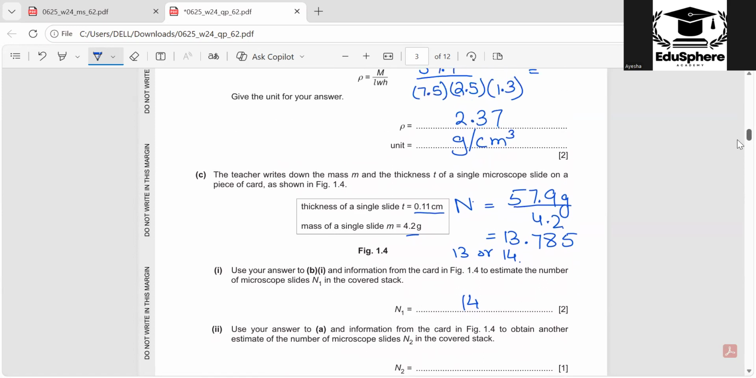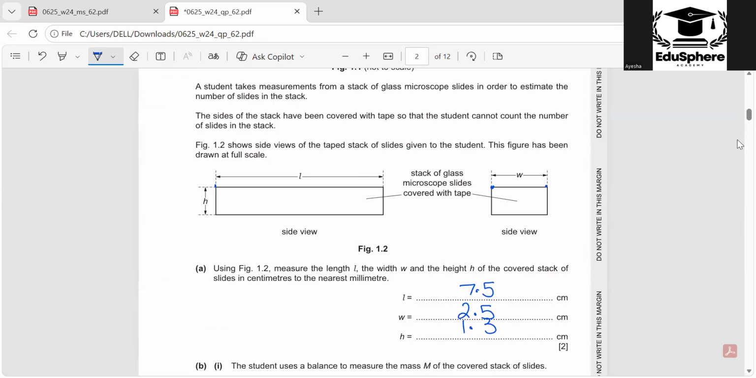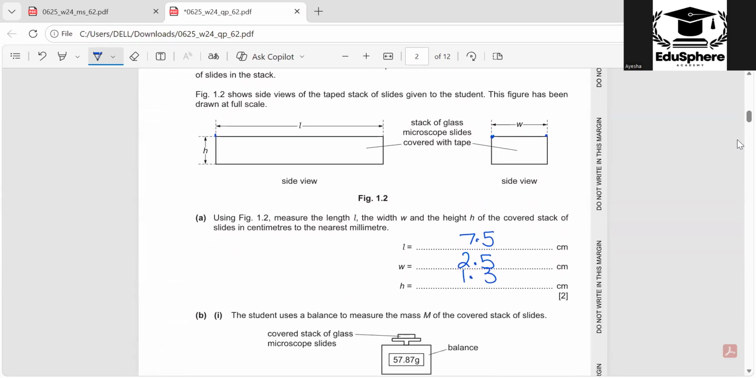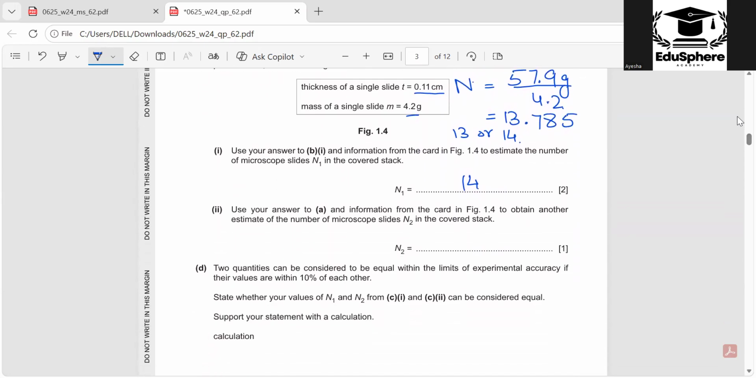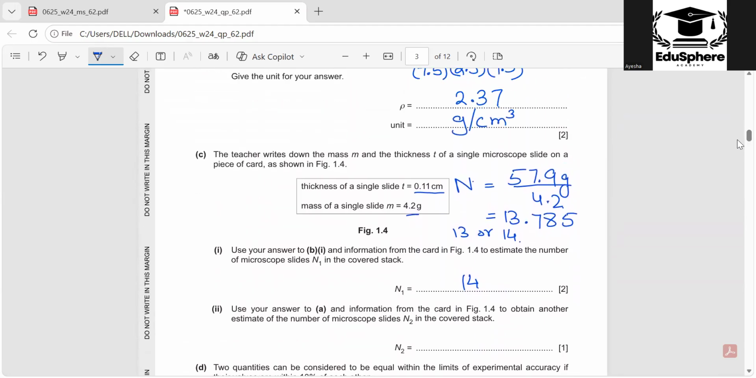So let's move on to the A part and see what the information in the A part was. The information was the length, width, and height that we have already calculated. Use that information from the card in figure 1.4. Now this one is 0.11 centimeter, and this was the thickness. If we talk about the whole slide deck, only the thickness is different; the length and the width will definitely be the same.